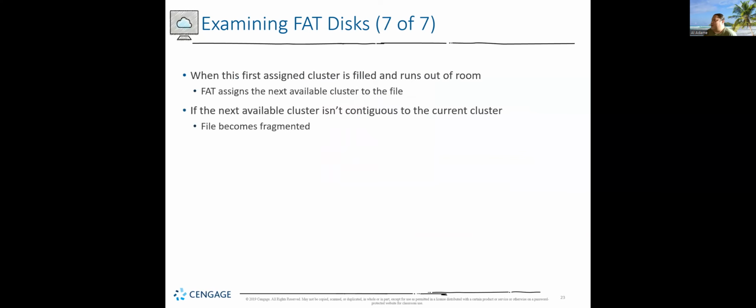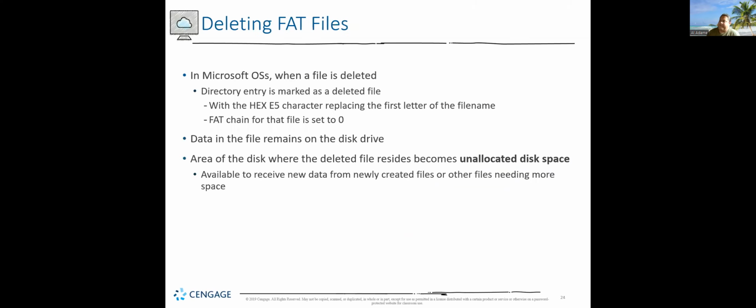When this first assigned cluster is filled and runs out of room, the OS assigns the next available cluster to the file. If the next available cluster isn't continuous to the current cluster, the file becomes fragmented, so it gets all over the place.